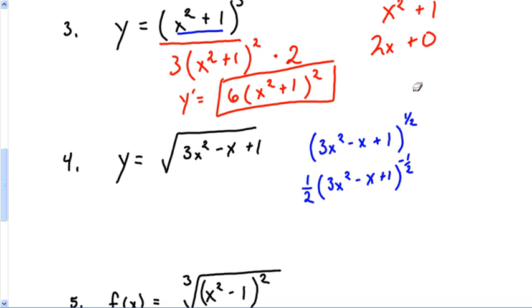Which means when we write our final answer, we're going to need to put this on the bottom. Now that we've taken the derivative of the whole thing, now let's take the derivative of the inside. So what are we taking the derivative of here? 3x squared minus x plus 1. What's the derivative of that? That would be 6x minus 1. Appears that's all we've got, isn't it? 6x minus 1. Yep, because plus 1, that's 0.